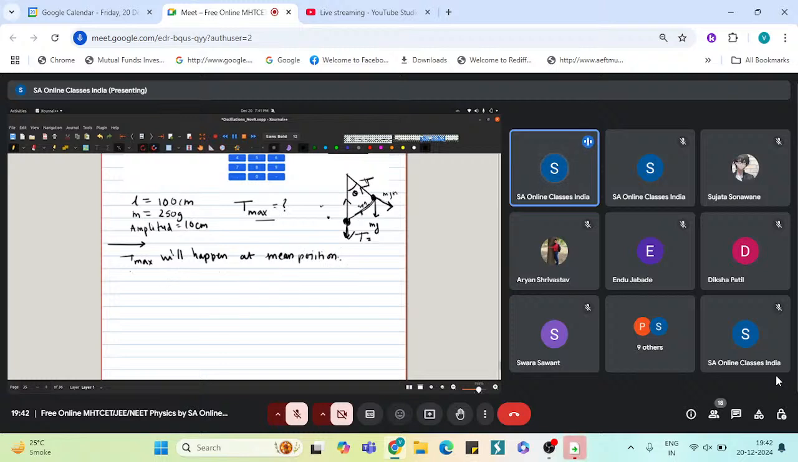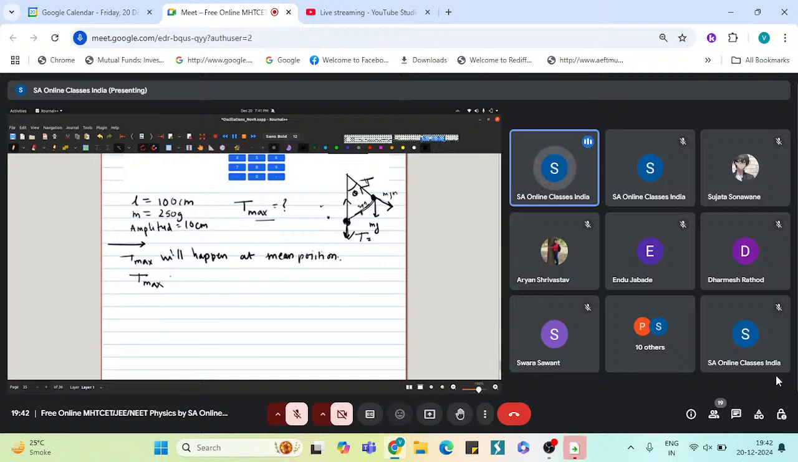And then we will again use the formula that we had derived in the other page. Another concept here is that the maximum tension in this system is also at the mean position. So T max will happen at the mean position, and now we have to find out the analytical form of T max.